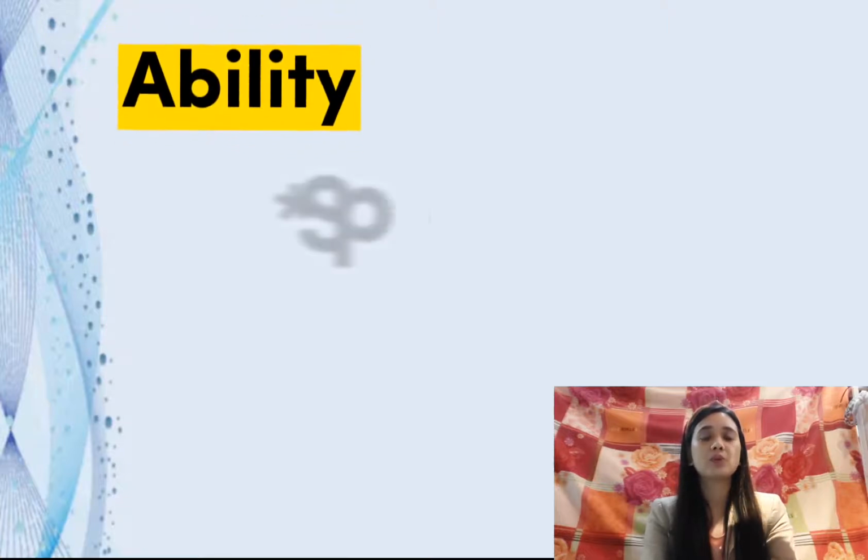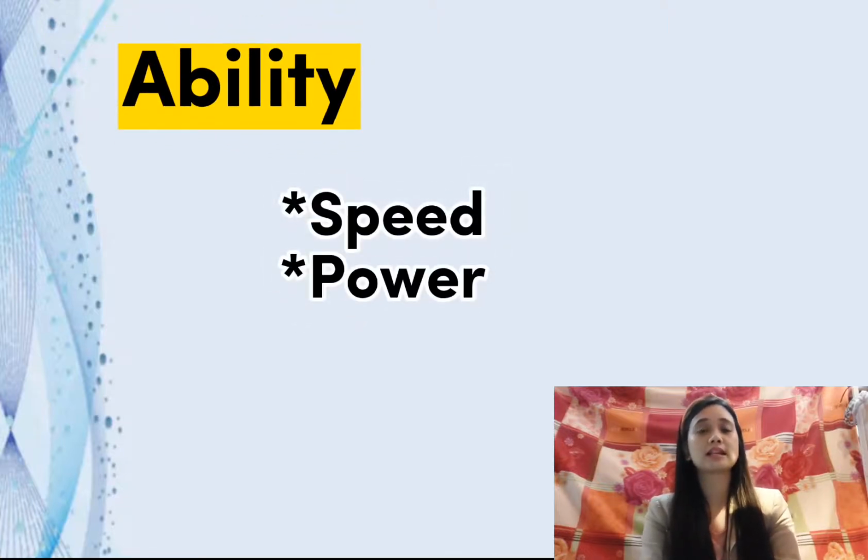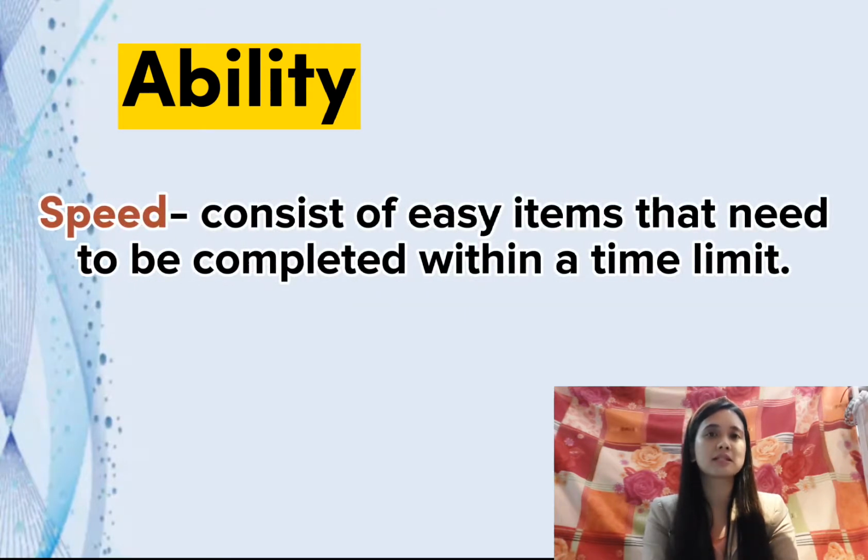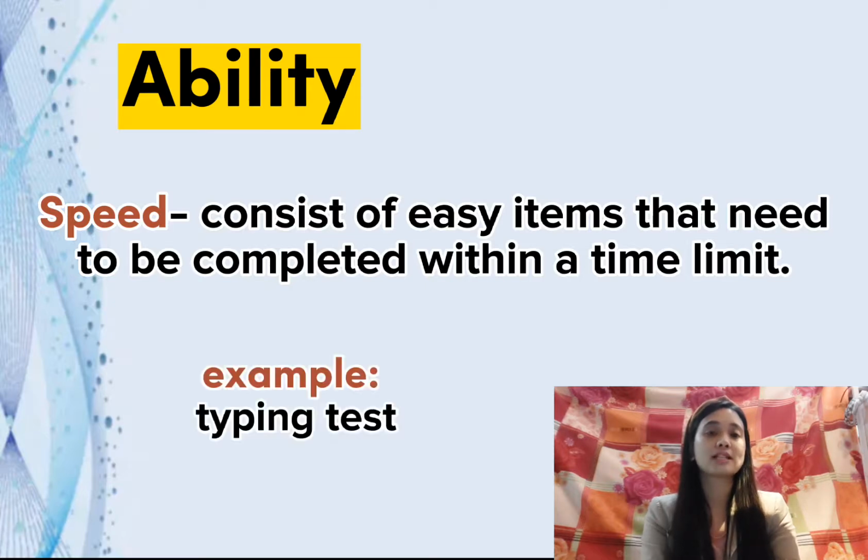So now we will proceed to the other classification of assessment, which is the ability. Under the ability, we have here the two types, which are the speed and power. When we say speed test, it consists of easy items that need to be completed within a time limit. So for example is the typing test. So in the typing test on the computer, of course, with the time limit.